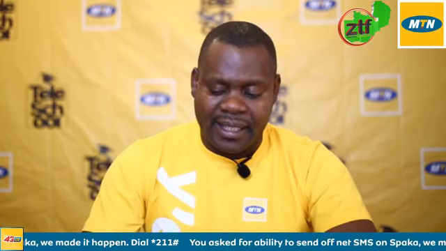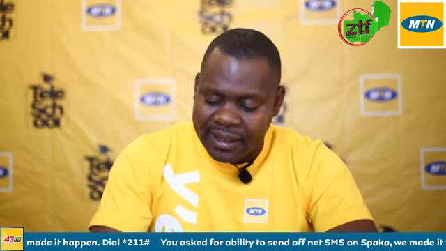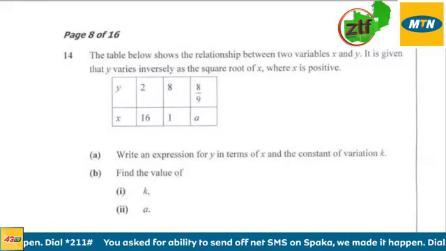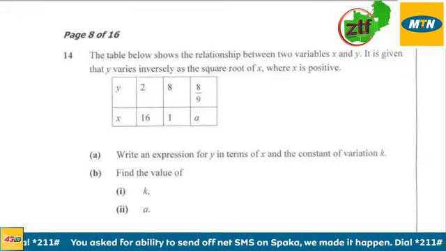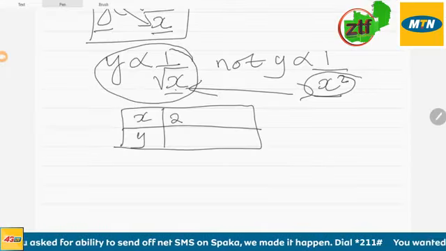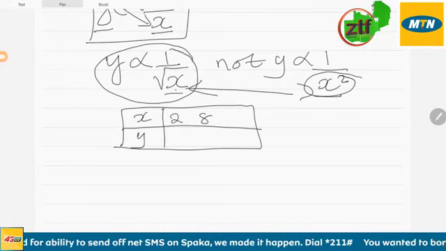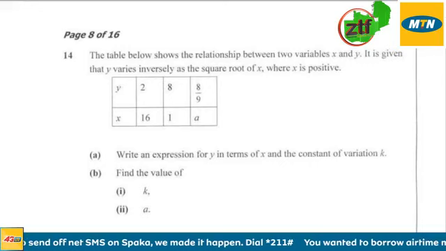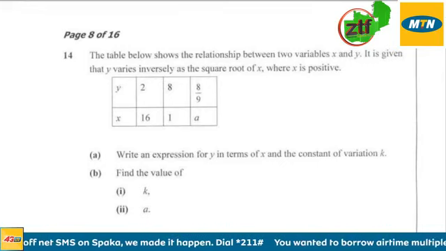We've been given a table. Allow me, that's the table given there. Let me also draw it somewhere here so that you can follow. We have x and y, then we have 2, we have 8, and we have 8 over 9, and then we have 16, we have 1, and we have a.